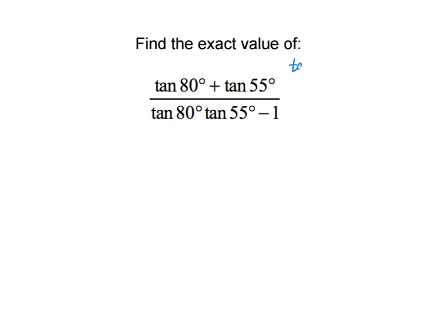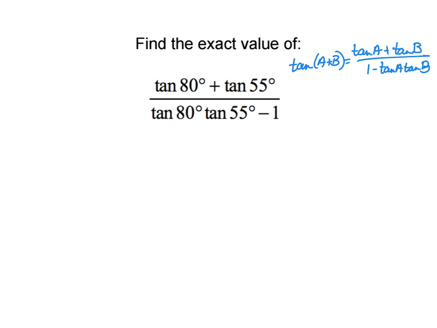Let's write that down. Tangent of A plus B equals tangent of A plus tangent of B over 1 minus tangent of A tangent of B. So it looks very similar, but not exactly, because look at the denominator here. This product here is positive while the 1 is negative. So what I want to do is adjust this expression so that I can make a substitution.